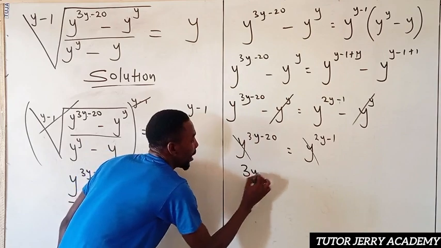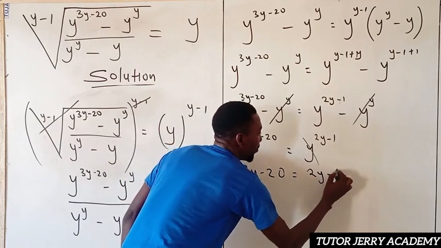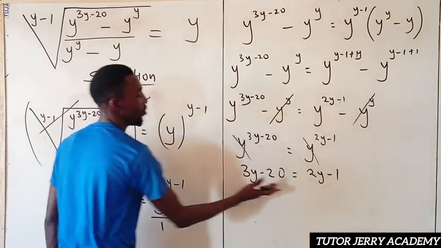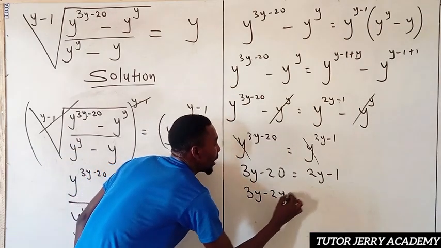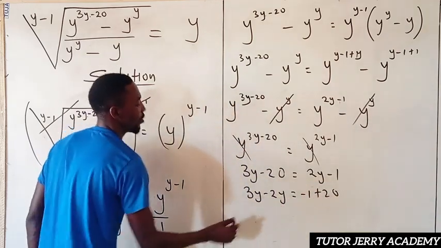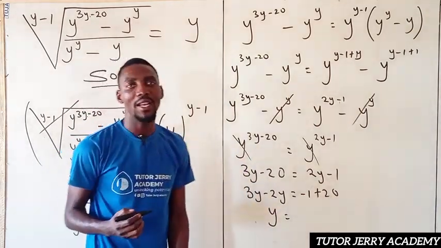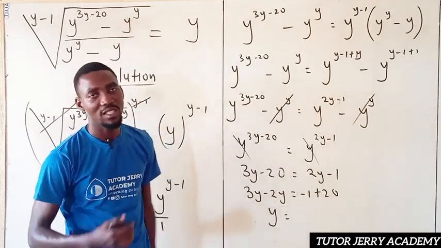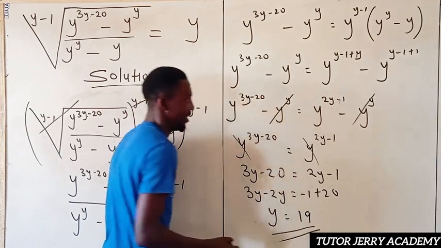We are going to have 3y minus 20 to be equals to 2y minus 1. Alright, so now if you collect the like terms, we are going to have 3y minus 2y to be equals to minus 1 plus 20. So 3y minus 2y is y, which is equals to what? Minus 1 plus 20 is nothing but what? 19. So it shows that the value of y is 19.